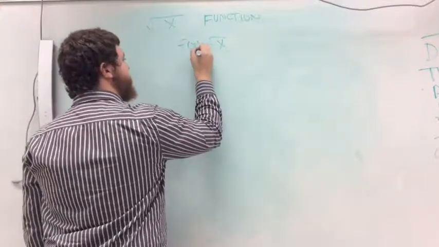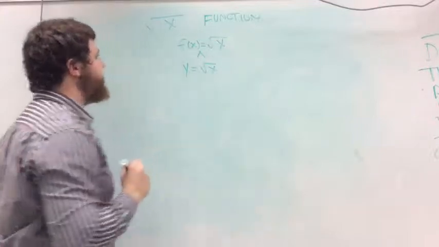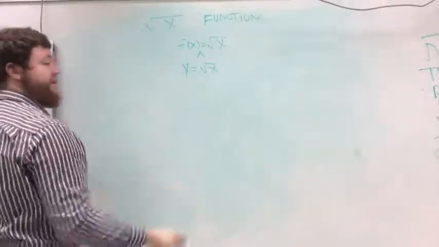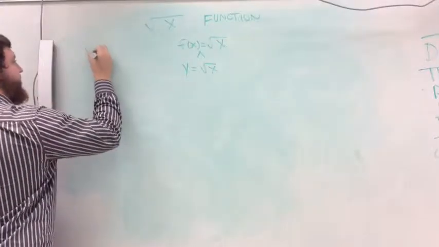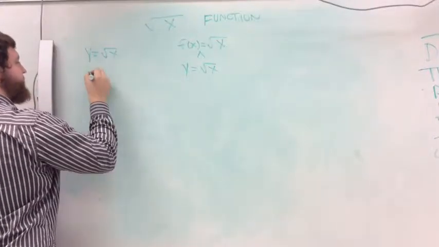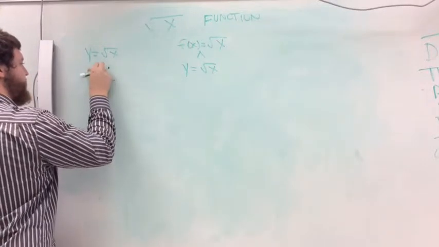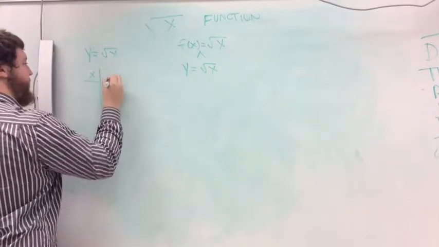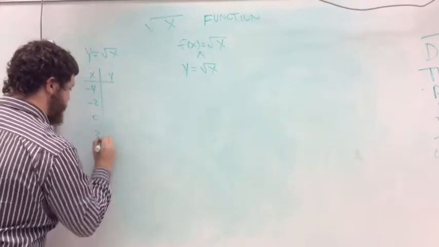Okay, so break this down. Y equals the square root of x. So I'm just going to graph that one. I'm not going to add anything to it. Not doing any numbers. I'm just going to graph that one. So let's do that. Y equals the square root of x. Plug in my values here. So this is my x and my y. -4, -2, 0, 2, and 4.